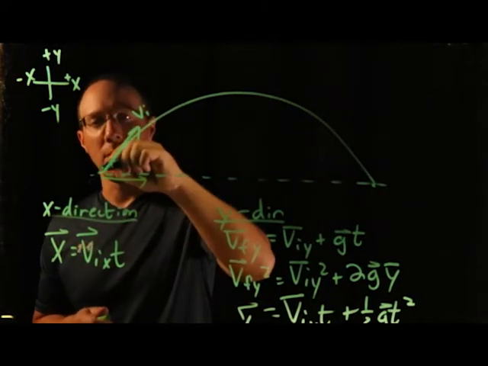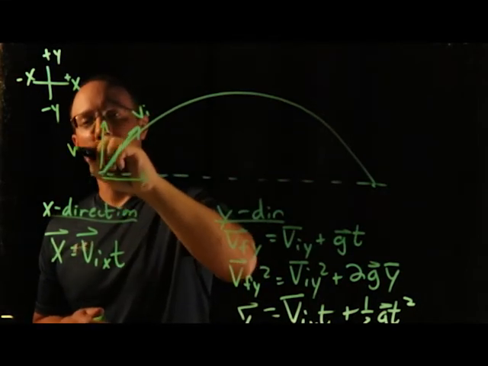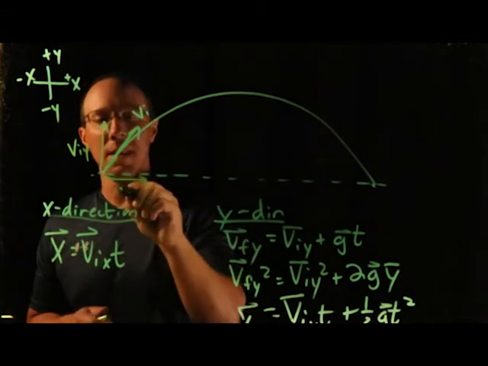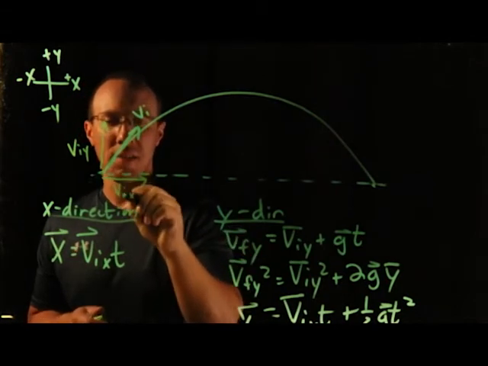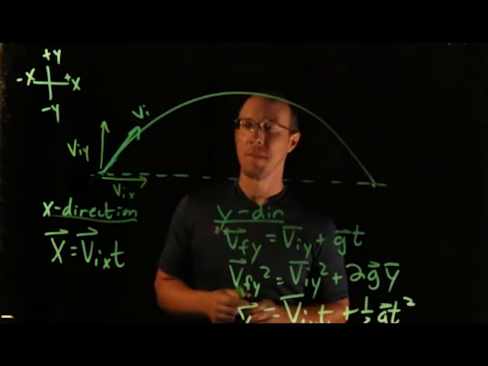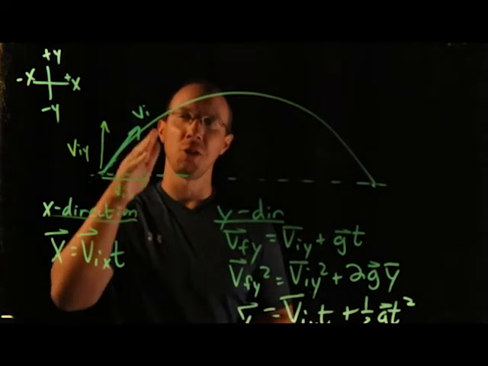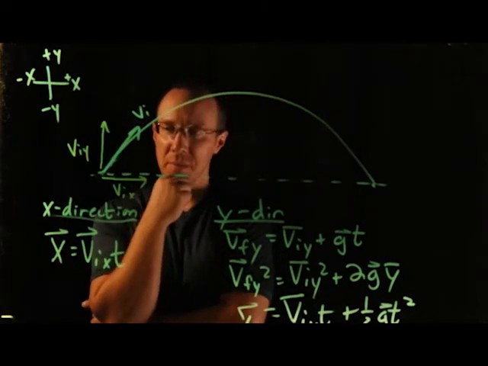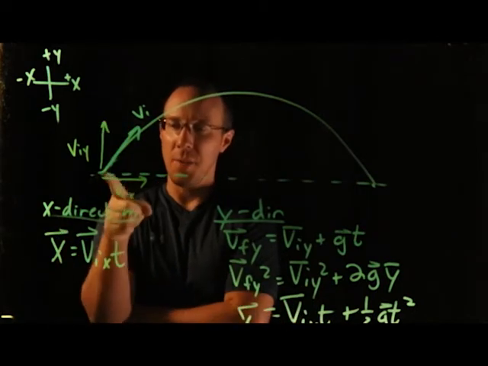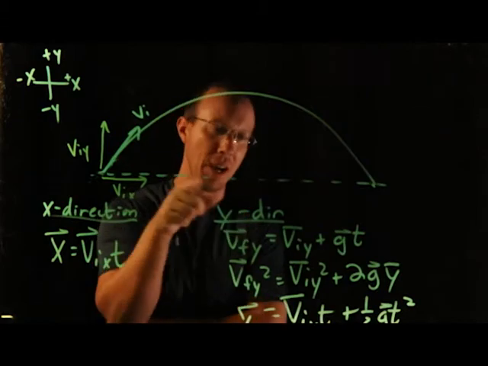Good enough. So this would be our VIY. This would be our VIX. Okay? So the first thing we're going to do when we do these problems, we're going to split the initial velocity into two separate vectors. And see, now we have our VIX and we have our VIY.